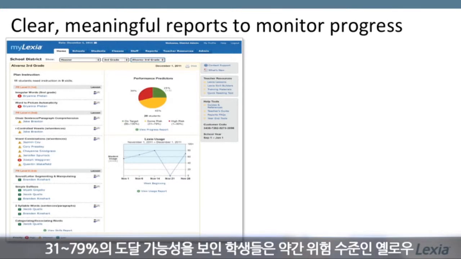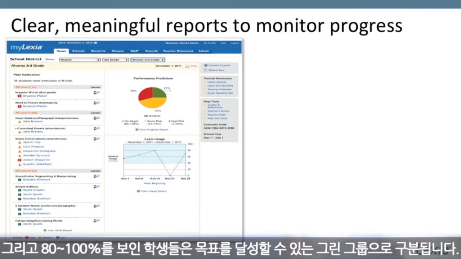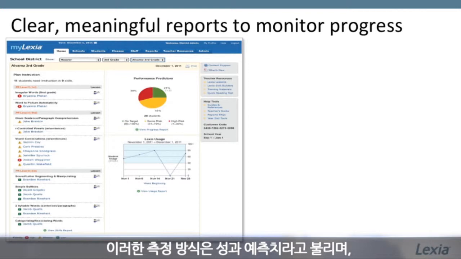Students who have a 31 to 79% chance of reaching the year-end grade-level benchmark are considered some risk of reading failure and are represented by the color yellow. Students with an 80 to 100% chance of reaching the year-end grade-level benchmark are considered to be on target and are represented by the color green. These measures are what Lexia calls the performance predictor.